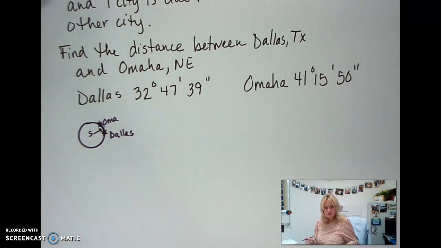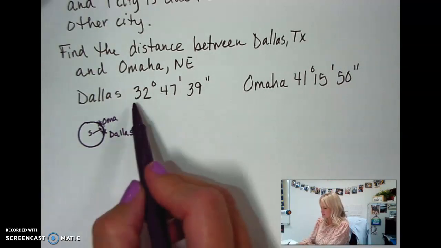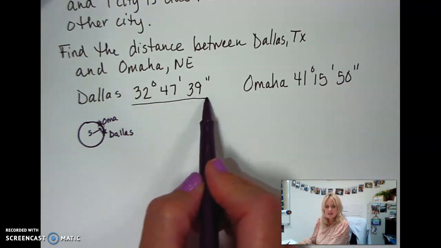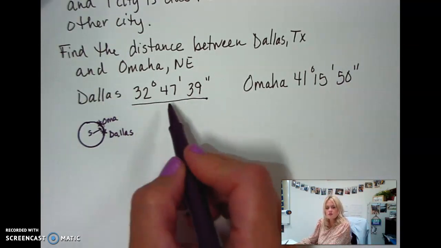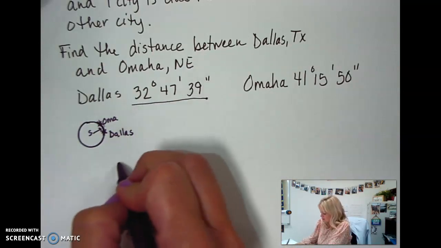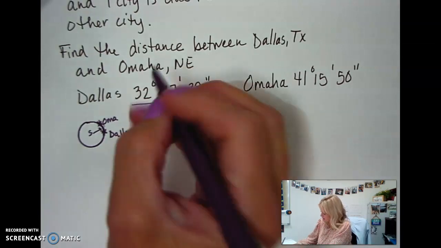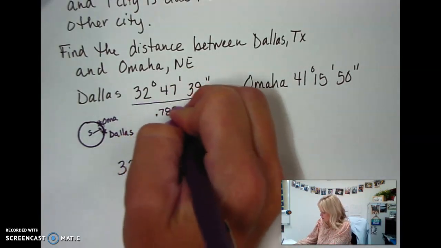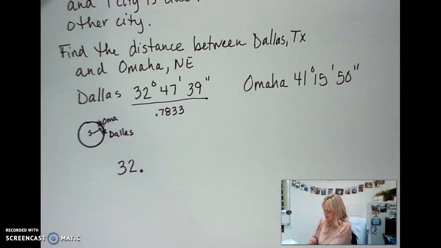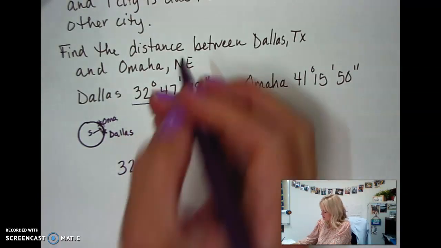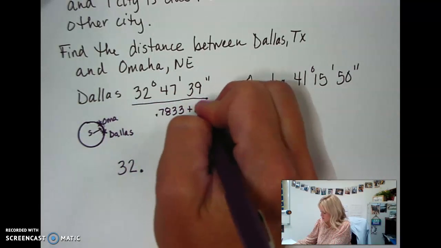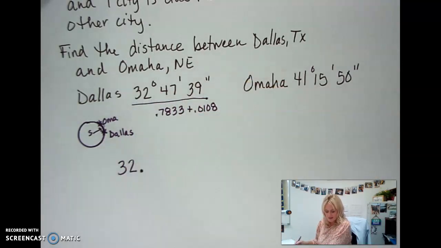Now, before we can do this though, we need to convert our degrees, minutes, and seconds into decimal degrees. So this is what we did a few days ago. Remember that 32 is our whole number. And then we take 47 and divide that by 60, and we get 0.7833. And then we take 39 and divide that by 3600, and we get 0.0108. When we add the two together, then that's what our decimal degrees is.